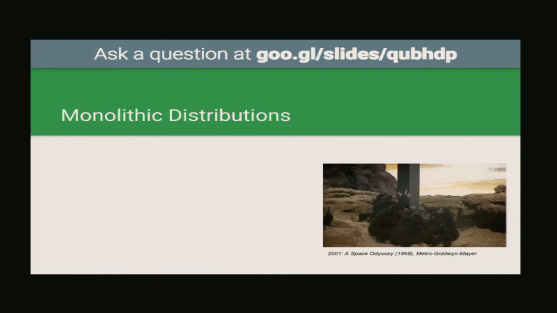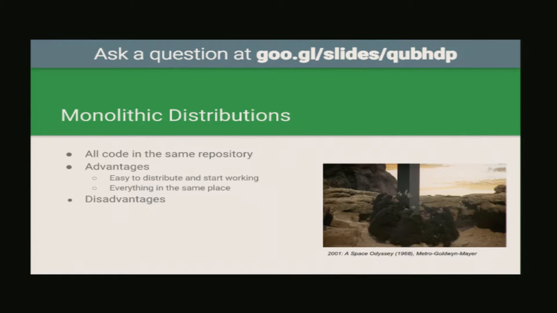So, monolithic distributions: all the code is in the same repository. This is what you're going to find on Drupal.org if you want to download COD, for example. It's going to have everything all in the same place, including a complete copy of all the contrib modules and any third-party code, like a particular jQuery component, for example. There are a number of advantages to this. It's easy to distribute a package, a zip file or a tar, that contains everything. It's like, oh, here it is. You have everything that you could possibly need, and no additional steps are necessary. Everything is literally in the same place.